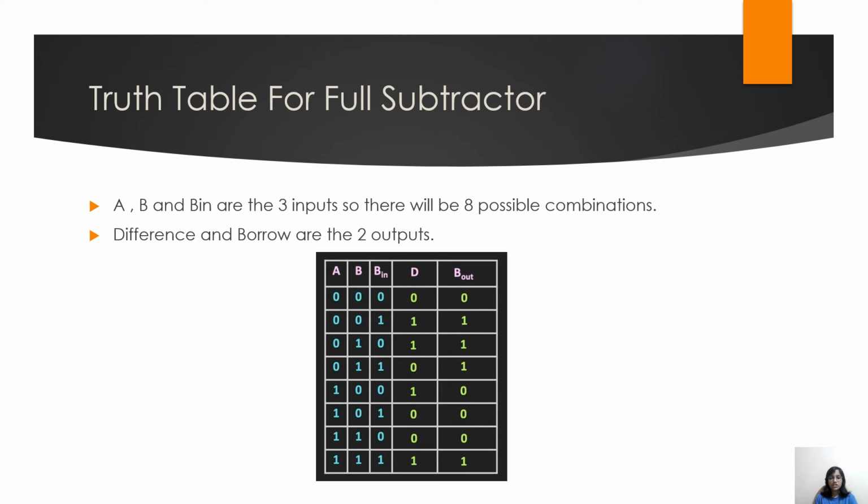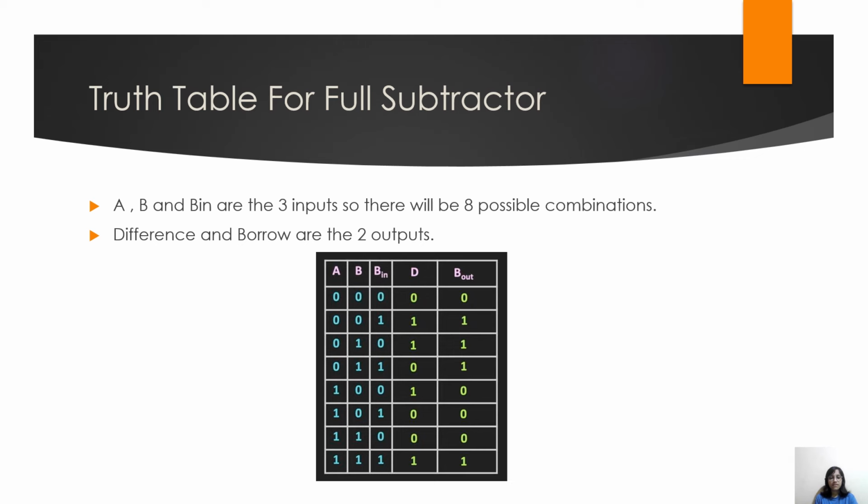In the next combination, A is given 1, B is also given 0 and Bin is given 0. So 1 minus 0 is 1 and again 1 minus 0 is 1. So the difference output will be 1 whereas the borrow is 0. In the next combination, A is given 1, B is given 0 and Bin is given 1. So 1 minus 0 is 1 and 1 minus 1 is 0. So both difference and borrow become 0.